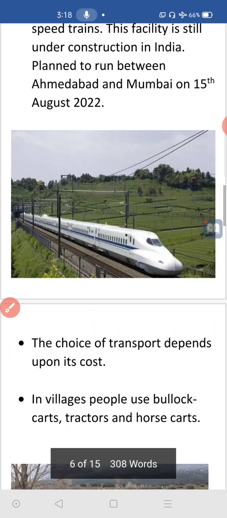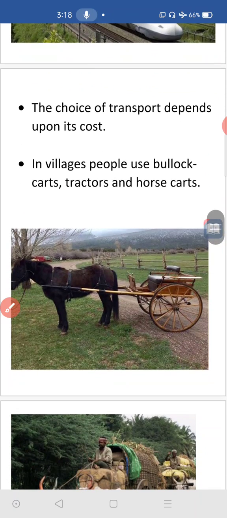Okay. Then the choice of transport depends upon its cost. It means price, rate, we are calling it now. If the bus fare is compared to the train fare, the train ticket charge will be very less than the bus fare. Bus charge will be more, but train charge will be very less. That is why, when people choose a means of transport to move from one place to another place, they consider price or cost. Whichever is the cheapest means of transport, that they will choose, and they will travel by that.